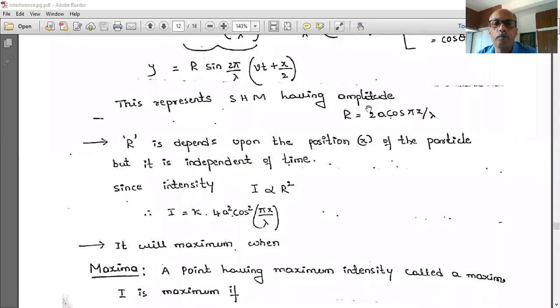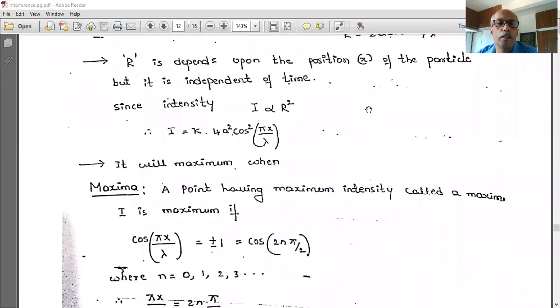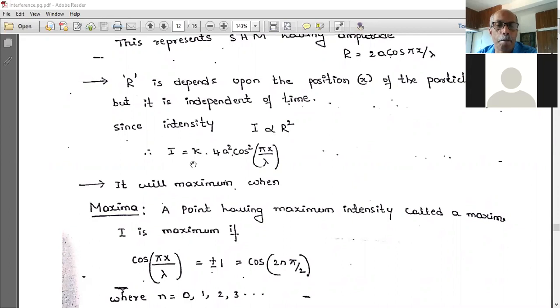Now, since the intensity is directly proportional to the square of the amplitude, we have R is equal to 2a cos(pi x by lambda). Therefore, I is equal to 4a square cos square (pi x by lambda). After removing this proportionality symbol, a proportionality constant k is used.